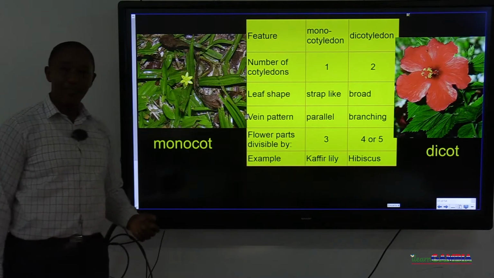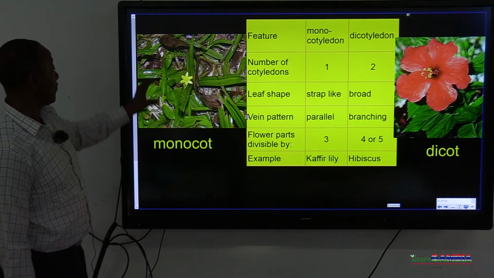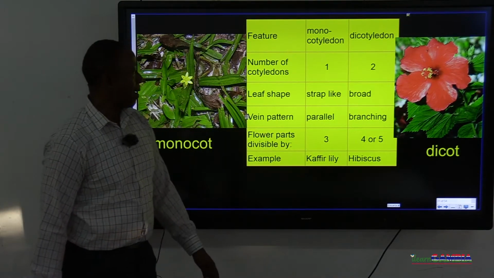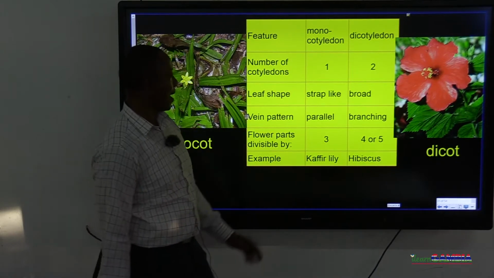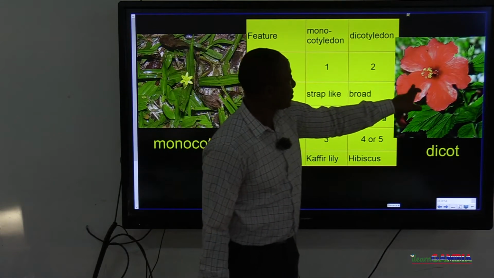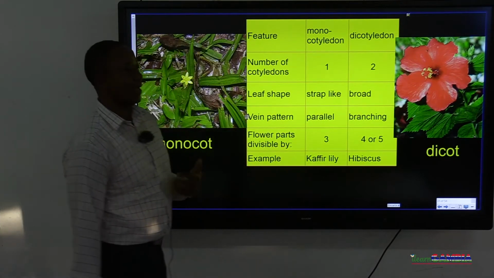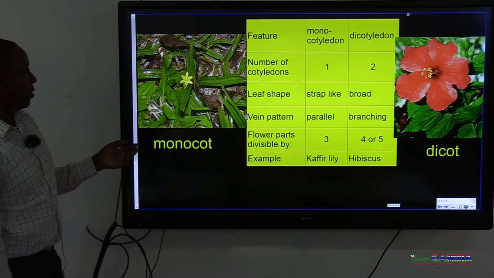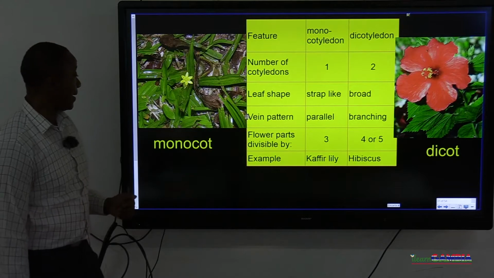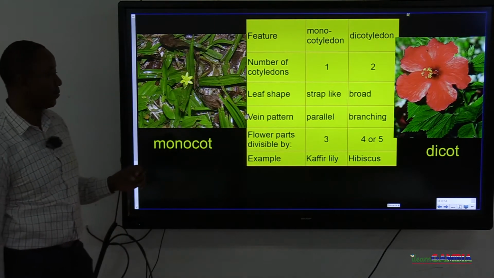And the flower parts, what are they divisible by? For monocots, they are divisible by 3, but for dicots, they are either 5 or 4 or multiples of 4 and 5. So like if you count this one, you have 1, 2, 3, 4, 5, and others might have 10 and so on, or they will have 4, 6, 8. I mentioned already that 4 and 3 have a multiple of 12.